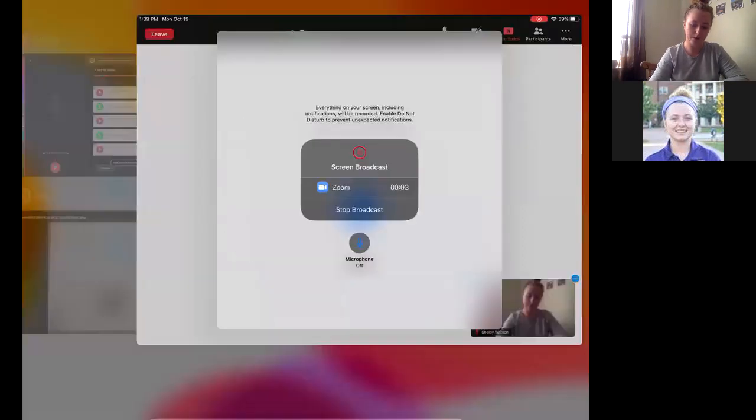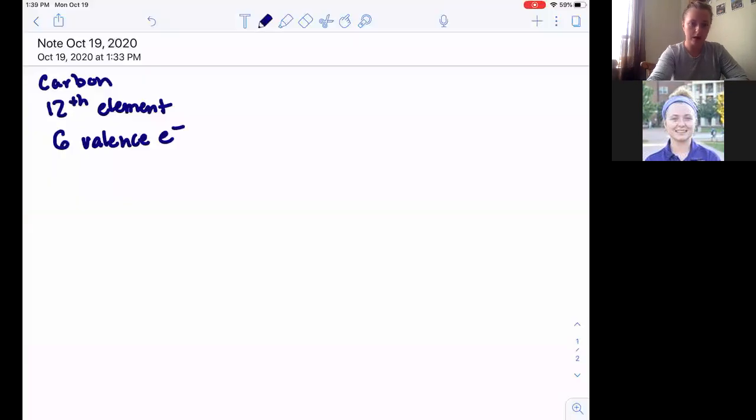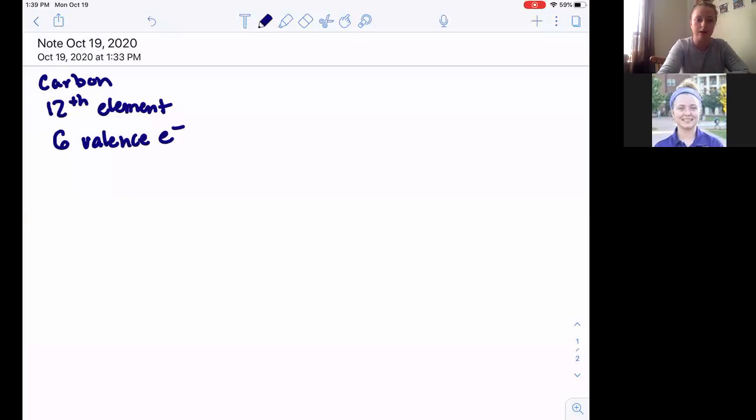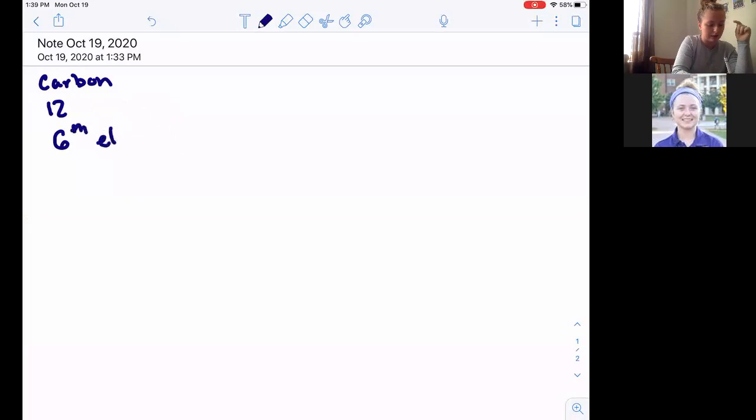Okay, so I wrote down a few notes before we got started. Basically, I'm going to use carbon as an example. I think it's a really good example to start off with. Carbon is, I wrote the 12th element. That was wrong. Carbon is, I guess, the 6th element.